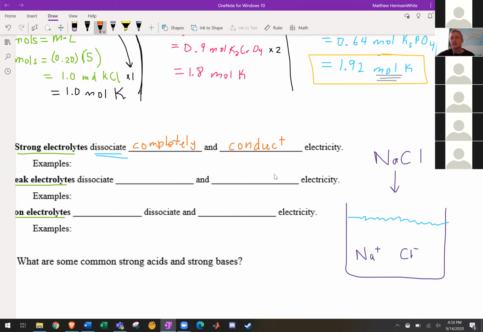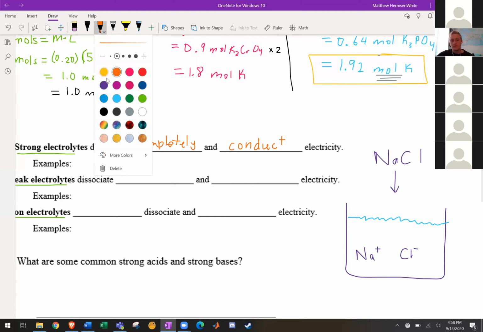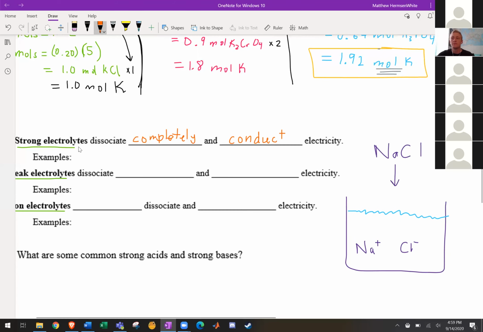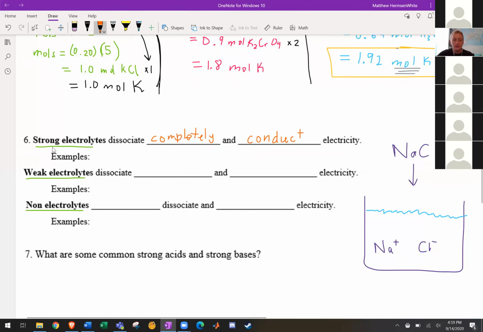What does conduct mean? Conduct means it allows electricity to flow through. Let's say you're in your bathroom and you don't want to drop your hair dryer in the water because the water can shock you. Well, it's not actually the water that is allowing electricity to pass. It is the electrolytes that are dissolved in the water that allow the electricity to pass. That won't happen in pure water. So the strong electrolytes will conduct electricity.